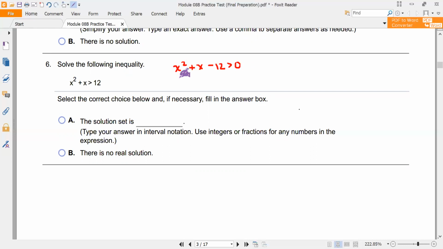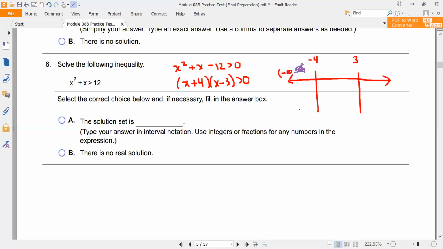So if you can factor this, which we'll give you one that's factorable, this would be x plus 4 and x minus 3. Both of these numbers multiplied together are going to determine the sign of this overall left side. So if we look at just the places where those two guys equal 0, and you want to look from left to right, the smaller one would be negative 4 and positive 3. So we're going to break our number line into the intervals negative infinity to negative 4, negative 4 to 3, and 3 to infinity.